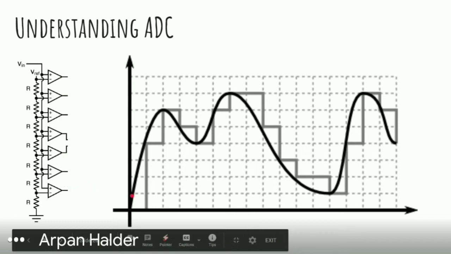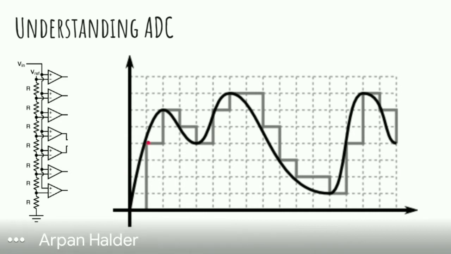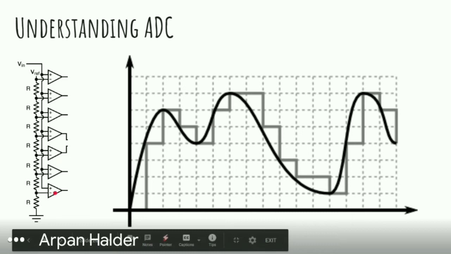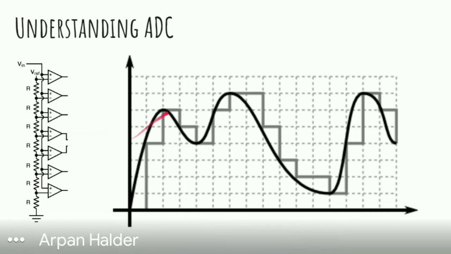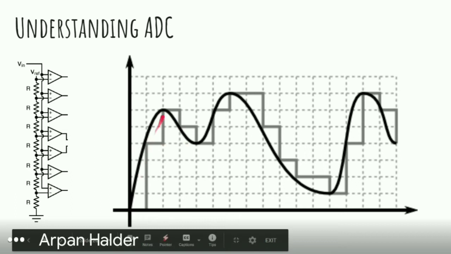So let's presume this was our input signal. When the voltage reached a certain level, a certain number of comparators were high, and when the voltage fell again, those higher values were again giving a 0. So an ADC basically has two resolutions.